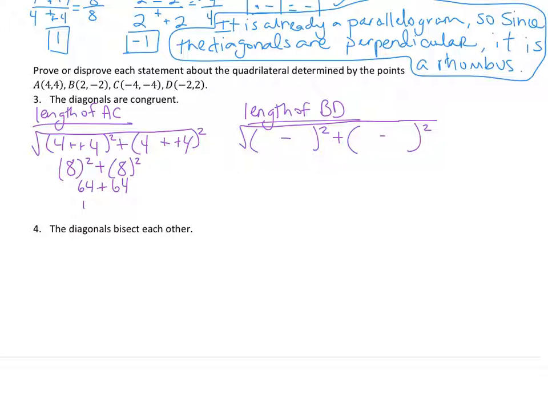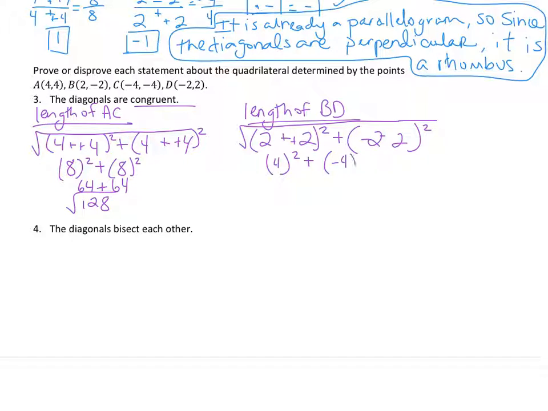Which gives us 128. So it's a square root of 128. Now remember, if we want them congruent, we want them to be the same. So I should also get a square root of 128 with the other diagonal. So now with B and D, x's go first, and then y's go second. And when we simplify, we get a 4 squared.